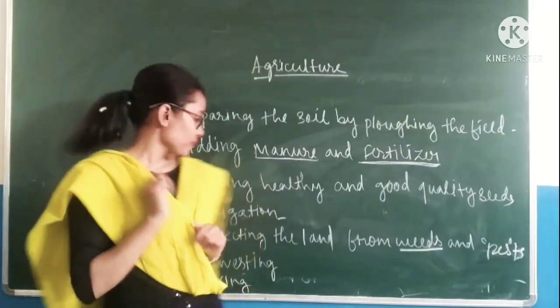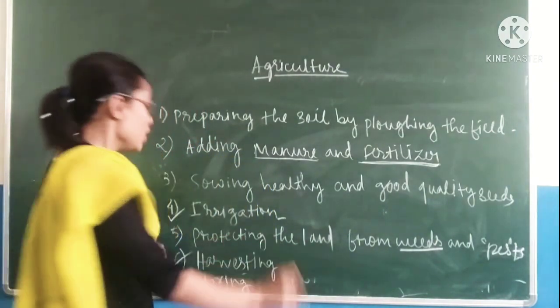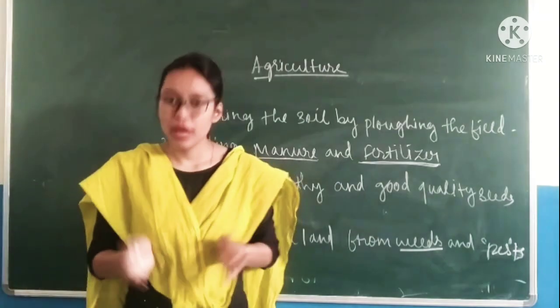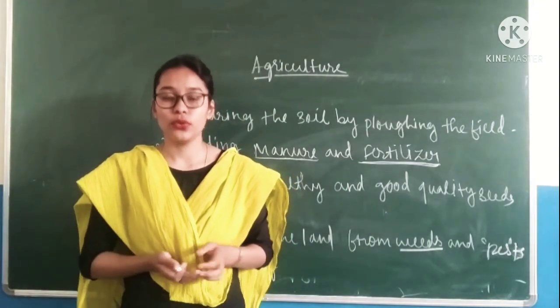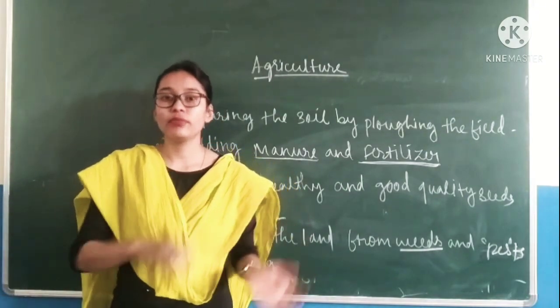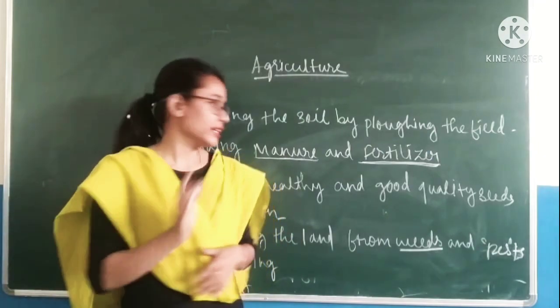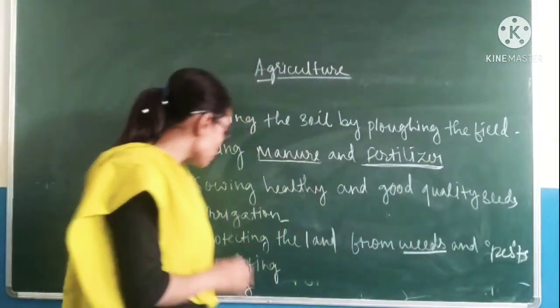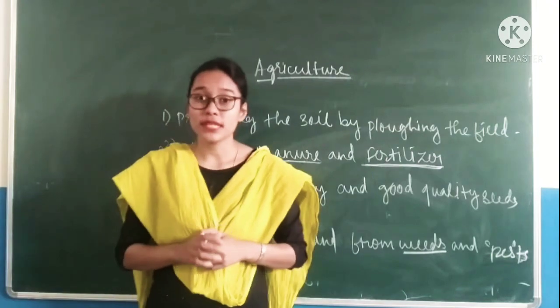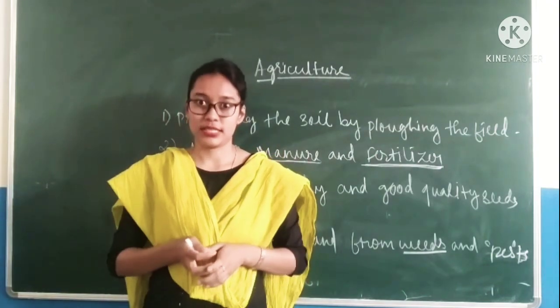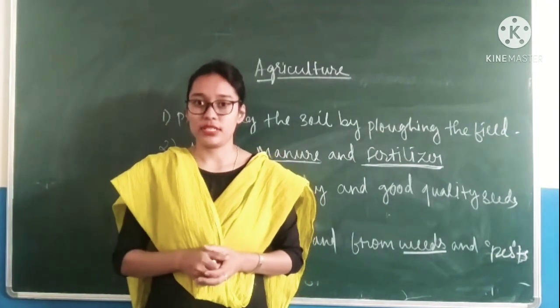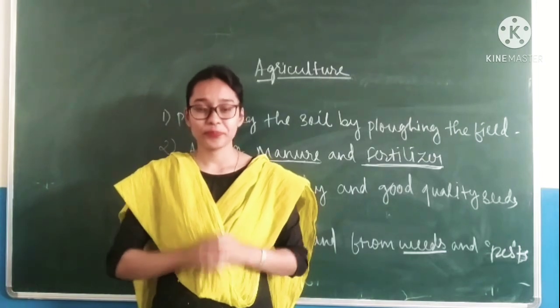Is it clear? Now, harvesting. Once the crops are mature and fully grown, what do we do? We cut them down and bring them home. Now the last one is storing. The harvested crops are kept in a dry place to protect them from damage. Okay? So is it clear?